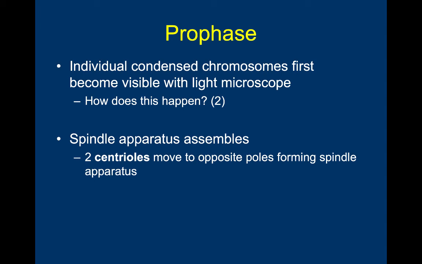All right, so three things in prophase. Two of them have to do with making the chromosomes become visible. Number one is taking the nucleus away. Number two is making the chromosomes become more condensed.